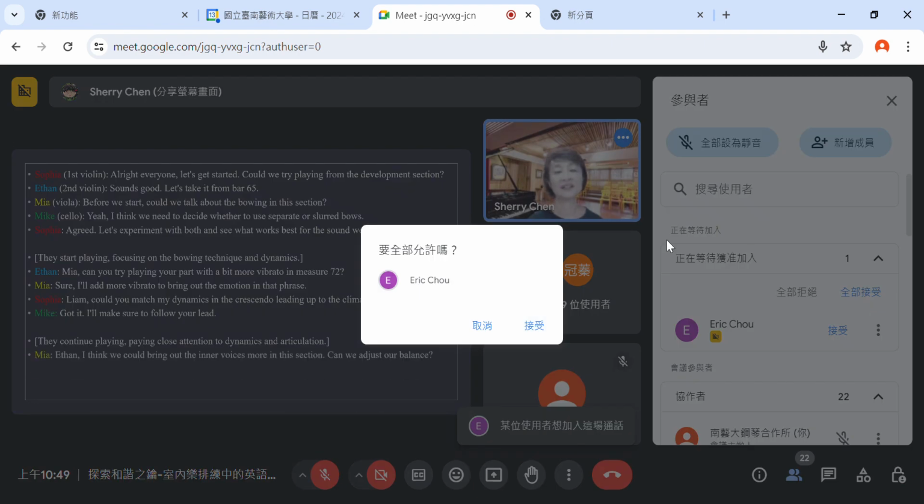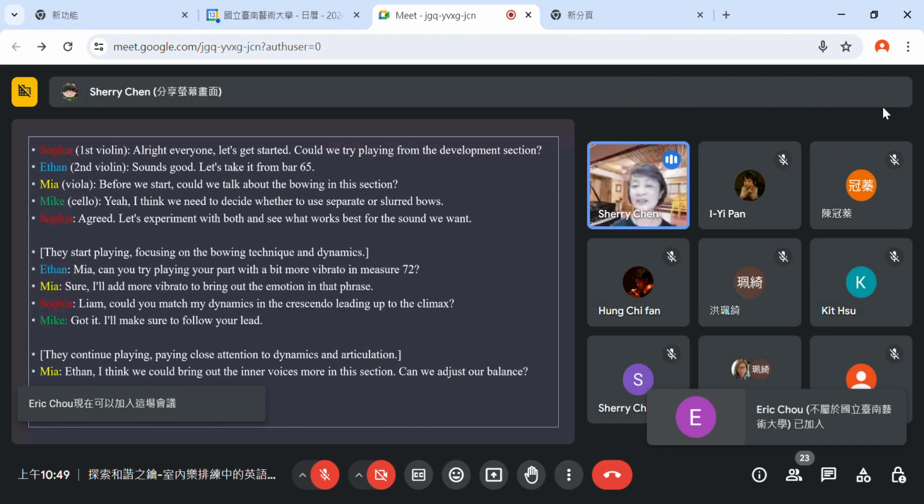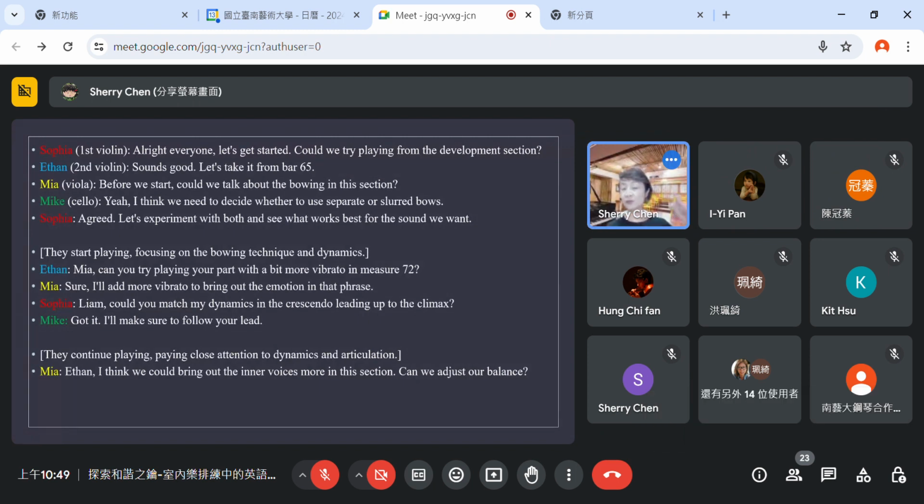Ethan, I think we could bring out the inner voice more in this section. Can we adjust our balance? Here they're working on their balance. There are 4 instruments and each one has to know who has the important part, who has the melodic line, and who has the accompaniment. So that's the balance issue.